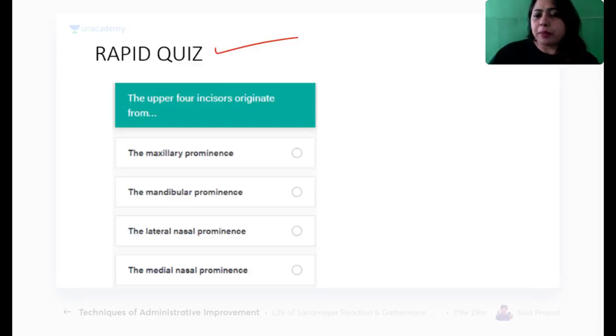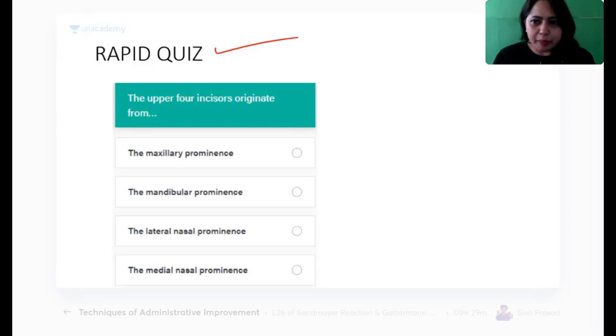Okay, now coming to the rapid quiz. Now tell me this one. Upper four incisors originate from. Now this I had told you, upper four incisors. Where do you think it is originating from? All of you heard me that time? Upper four. What we were talking about, palate. Remember, we're talking about palate.